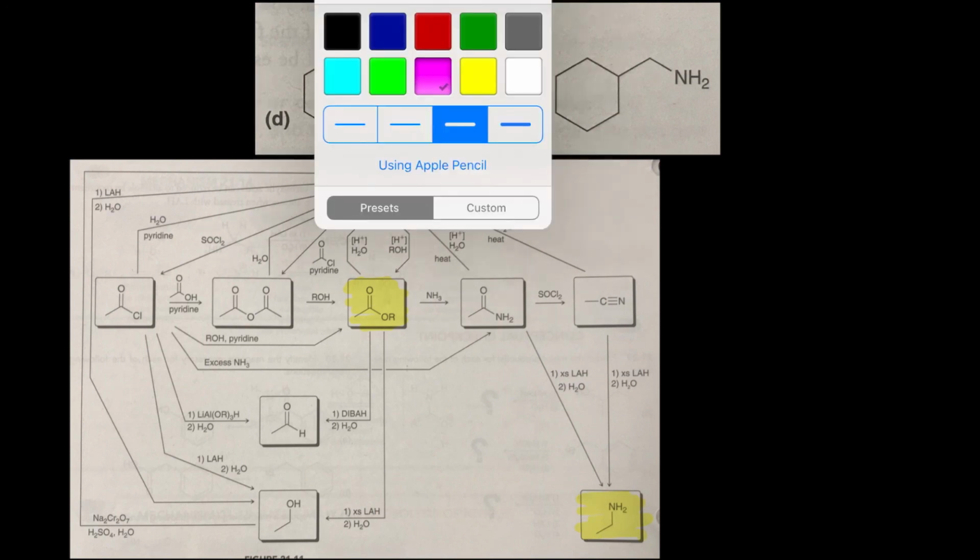Let's do another problem. 2132 part D, we're starting with an ester right here. So the R group is an ethyl group. And we want to synthesize a primary amine, which is down here, okay? So this looks more straightforward because you've got a left to right situation.